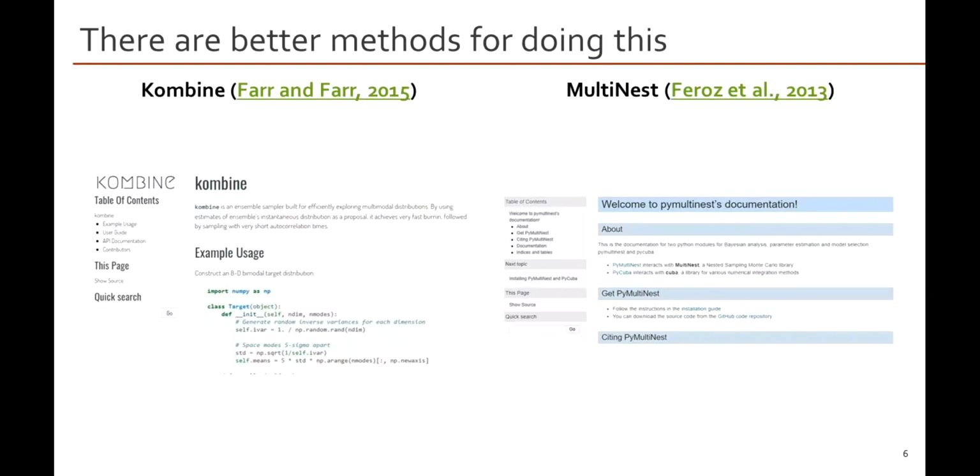There are actually many different ways of doing this. As I mentioned, this algorithm was invented in the mid-90s, and there have been a multitude of techniques coming out since then, such as combine and multi-nest, which can do this sampling much more efficiently. They won't require as many samples to be able to model that distribution very well.